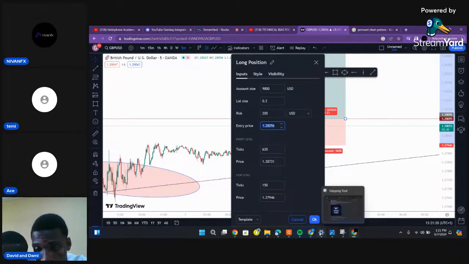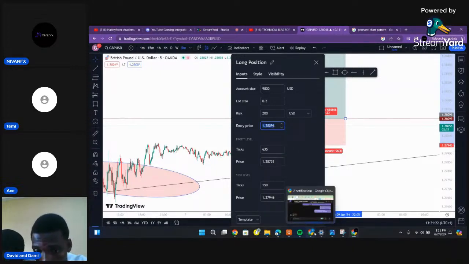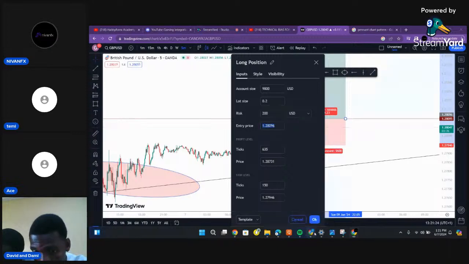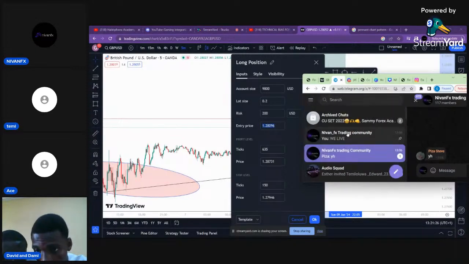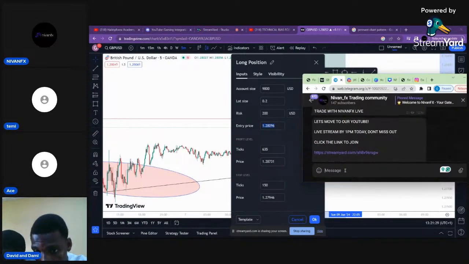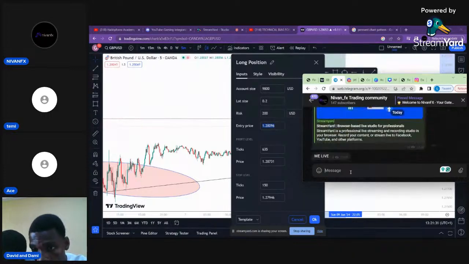1.27 What is the stop loss? 1.27946. Alright. Wait, wait. So now look at the volatility there. No, it's open.